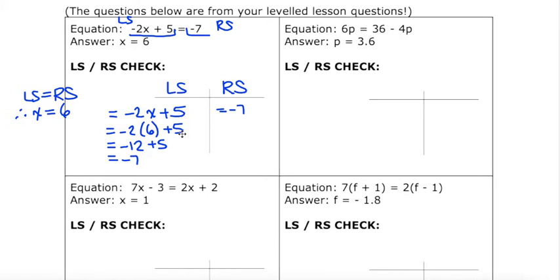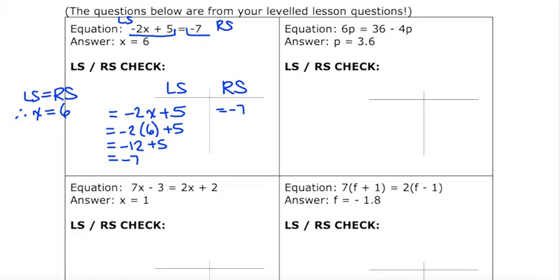Some common mistakes would be sign errors, so not paying attention to those negative values when we're multiplying or adding or subtracting or dividing. And some other errors might be doing the wrong opposite operation when we are isolating for those variables. So those are just some common things to check for if you do find that the left side doesn't equal the right side.